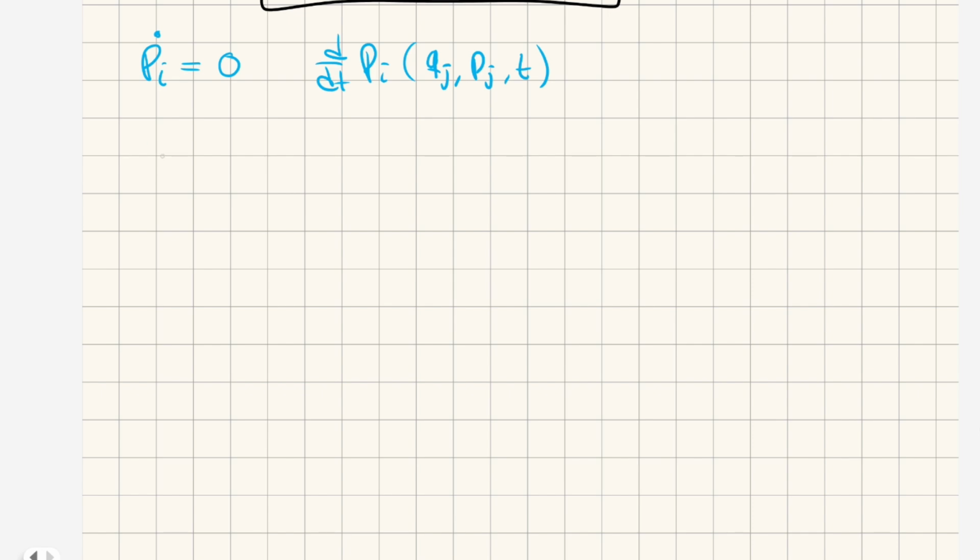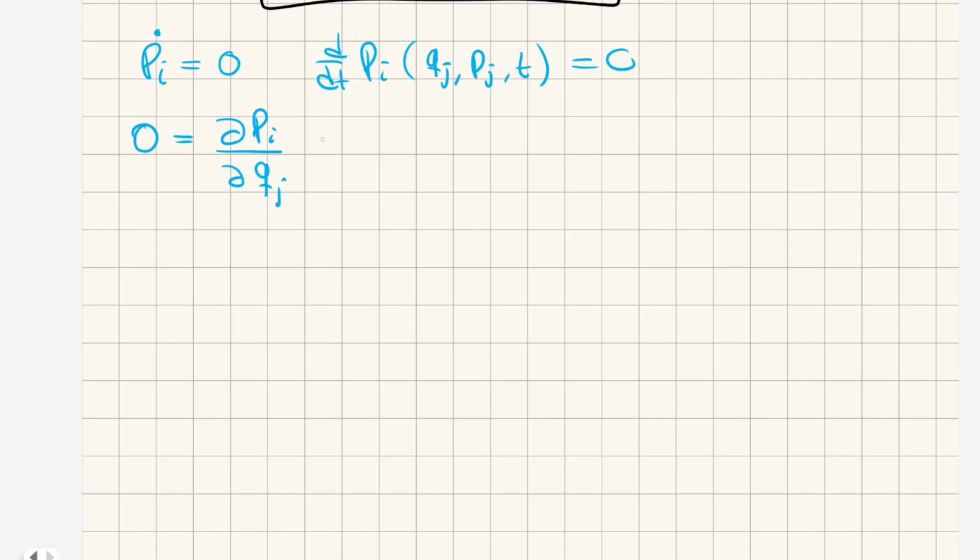Well, let's say that this is equal to 0, right? So we will have that 0 is going to be equal to the partial of capital Pi with respect to qj times the derivative of qj with respect to time, but that is qj dot. Perfect. And then plus the derivative of capital Pi with respect to little pj times pj dot. And then plus the partial of Pi with respect to time.